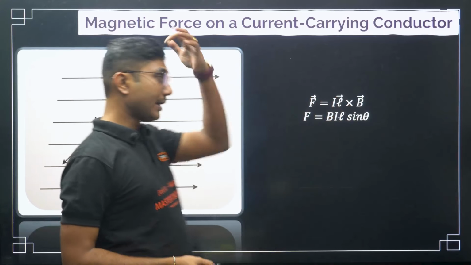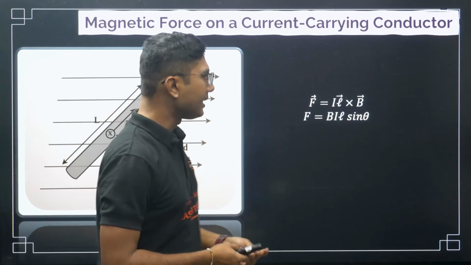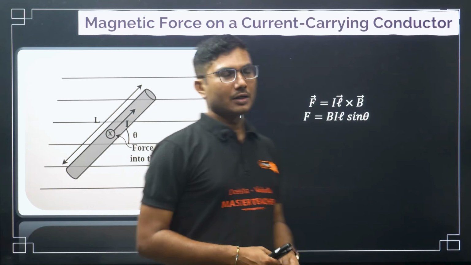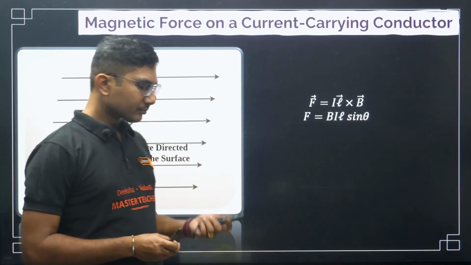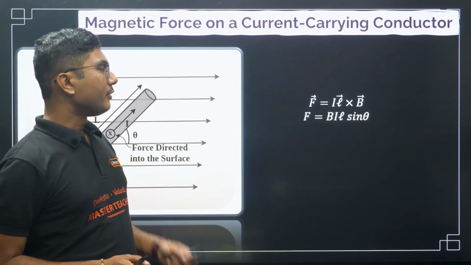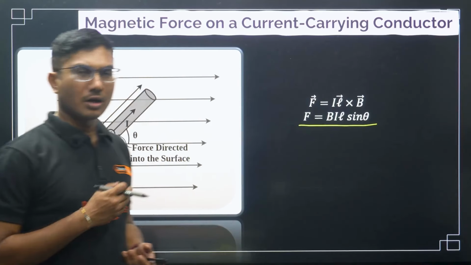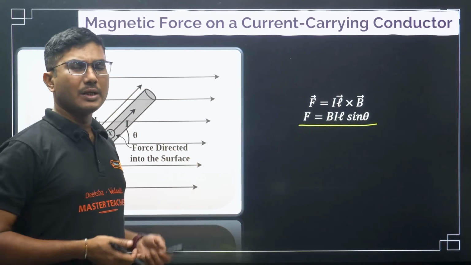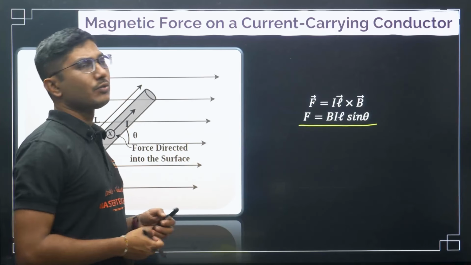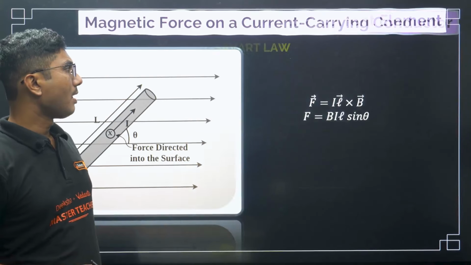In terms of magnitude, it is BIL sin theta. This is very, very important. You have to remember this formula for multiple uses. Based on Comedk, KCET, JEE, board exam, BIL sin theta is one of the most important formulas.